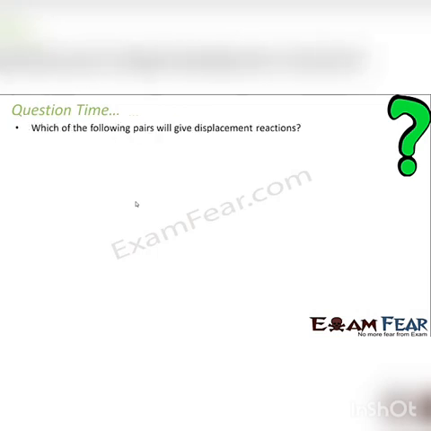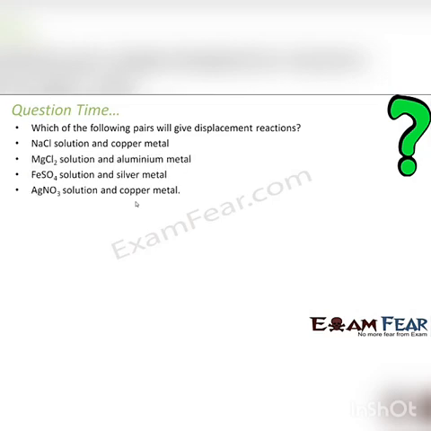Which of the following pairs will give you a displacement reaction? I have silver nitrate solution and copper metal. In this case, copper is more reactive than silver, we know that, so copper will displace silver from this. This is true. Silver is less reactive than iron, so it won't do. Aluminium is less reactive than magnesium, it won't replace. Copper is less reactive than sodium, it won't replace. So in this case, the only solution is this one. Why? Because copper is more reactive than silver. Okay.